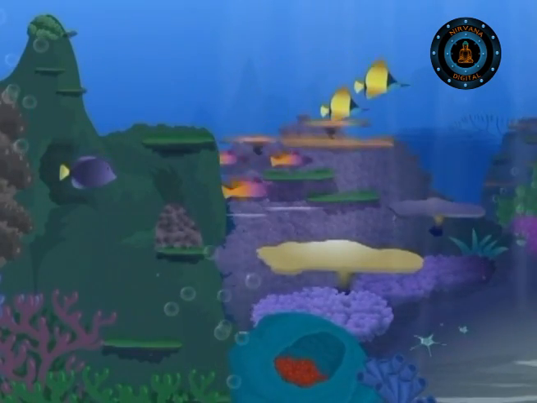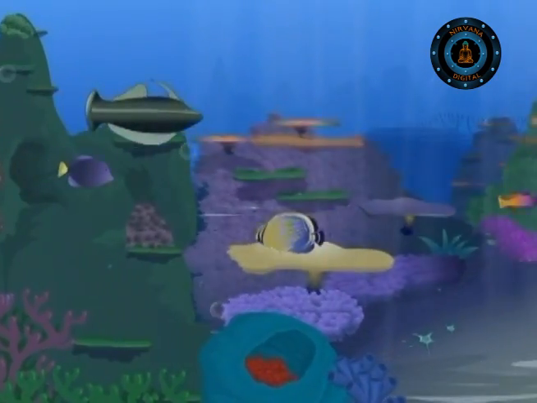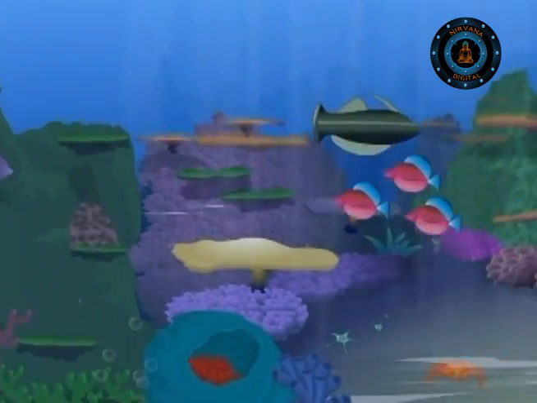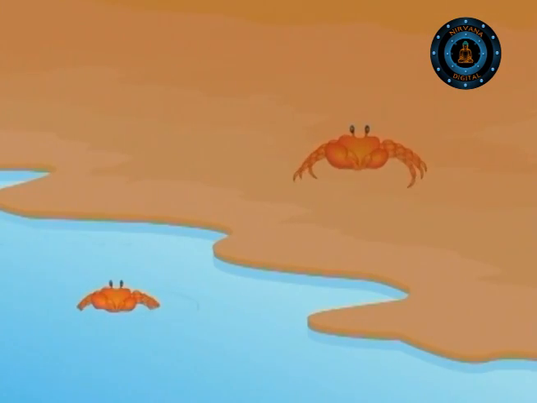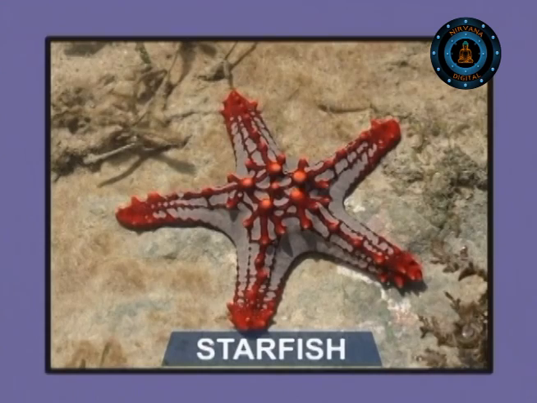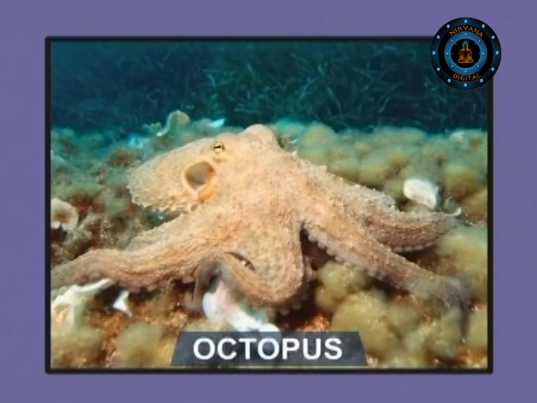Because of these challenges, not all the sea animals have made the leap to living in lakes and rivers. While crabs have made freshwater their home, starfish or octopus still live in the sea.